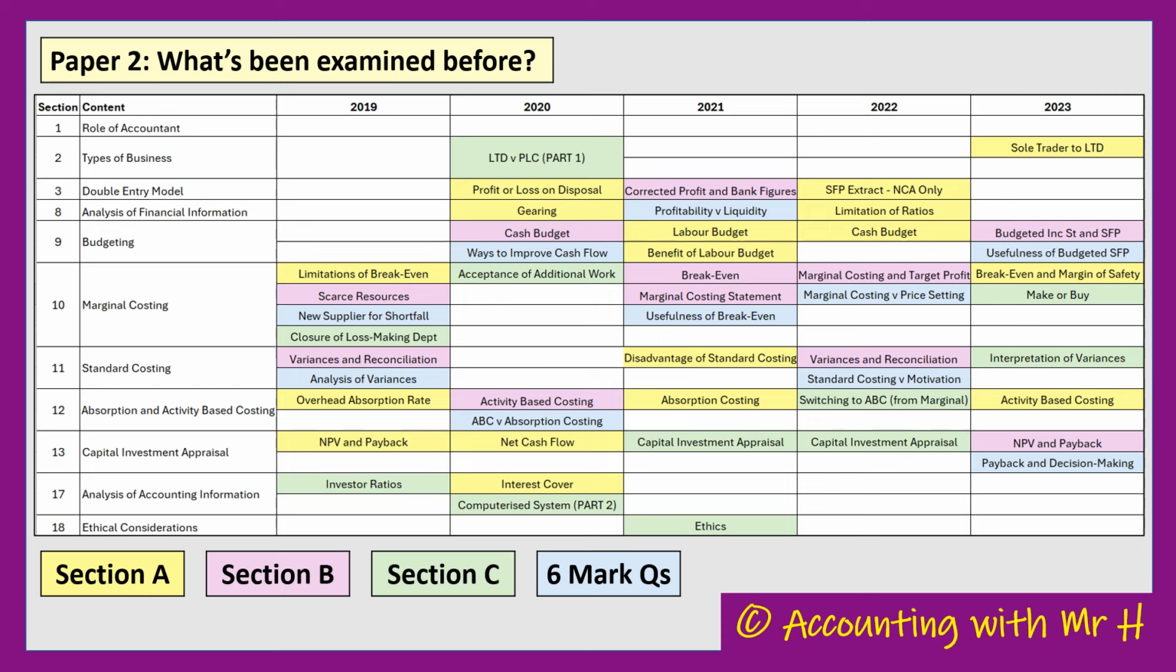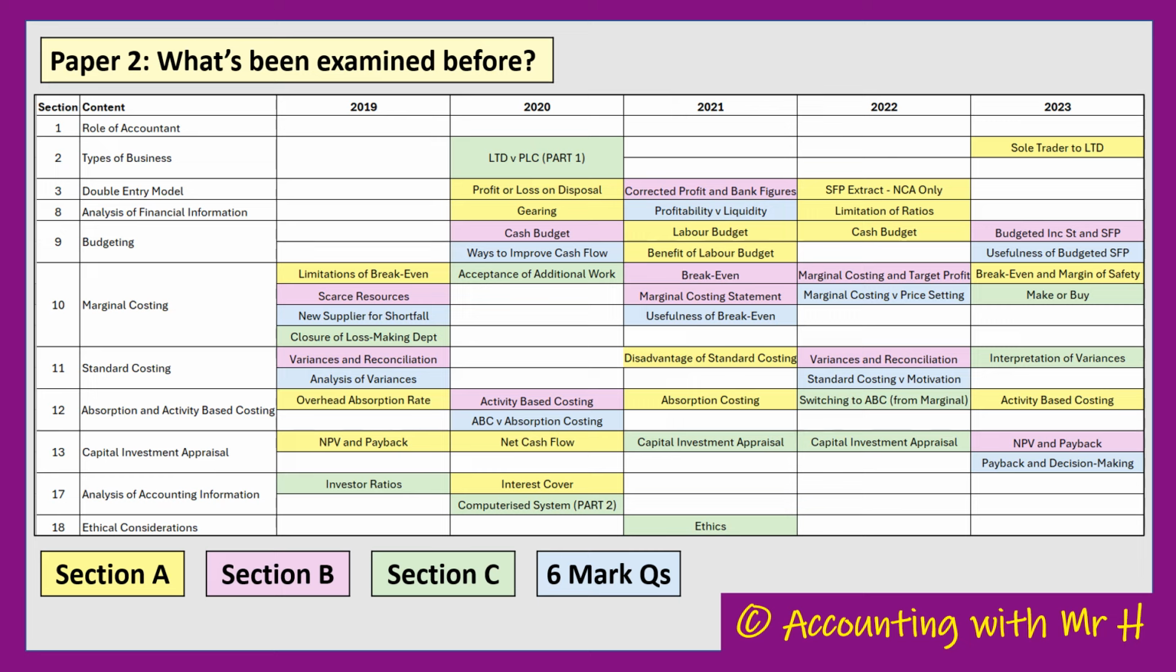Section 10 is marginal costing, which includes break even. And really, you can see there's quite a lot going on here. This is quite a heavily tested section. So it wouldn't be one that I would ignore because it seems to be a favourite.